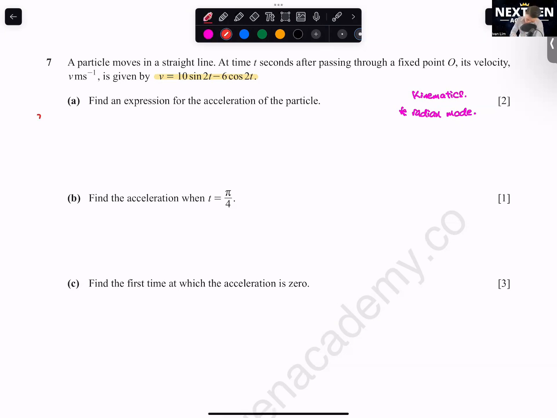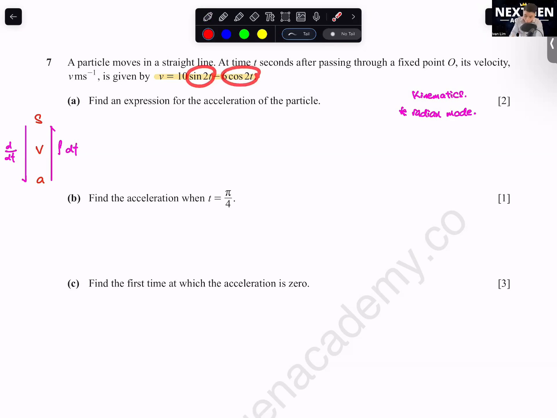First one, SVA. When I go down, I am differentiating. When I go up, I am integrating. S is displacement, V is velocity, A is acceleration. Then the next one is differentiation. Very good. The next acronym, because we are dealing with sine and cos, what is the acronym?